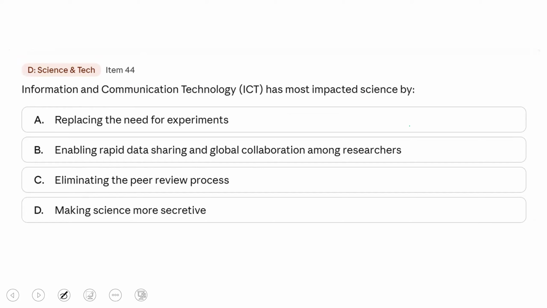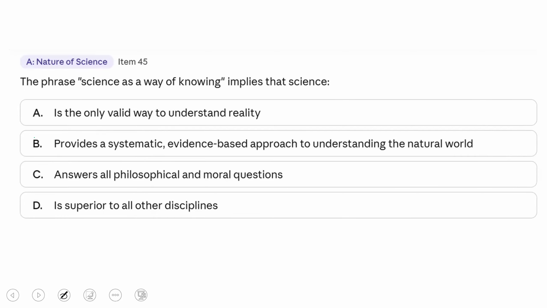Information communication technology has most impacted science by A, B, C, or D? Letter B, enabling rapid data sharing and global collaboration among researchers. The answer is letter B. All right, next. The phrase science as a way of knowing implies that science provides, letter B, a systematic, evidence-based approach to understanding the natural world.